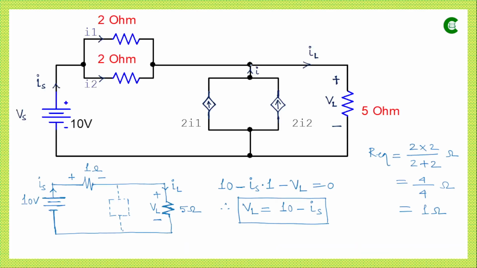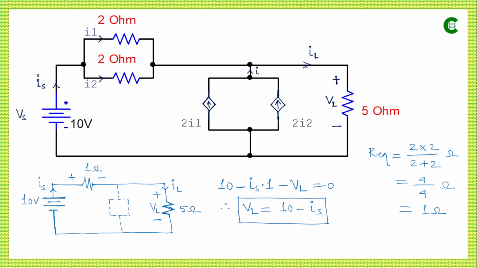Now again at this node, if we apply node analysis, we can see that we have three branches. Through this branch the current flowing is IS, through this branch the current flowing is I, and through this branch the current flowing is IL. IS and I are entering that node, and IL is leaving that node.